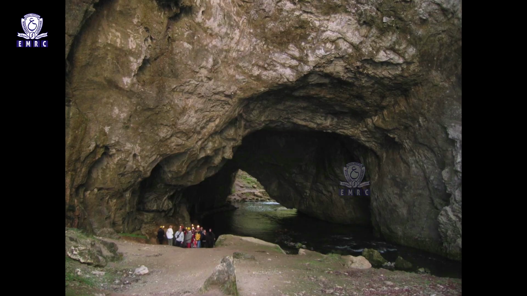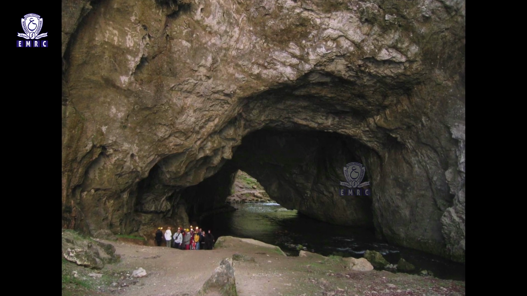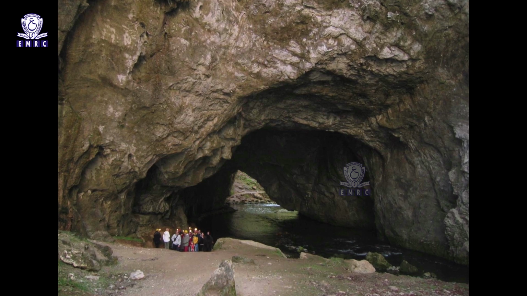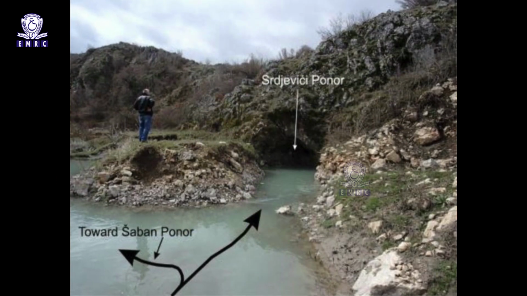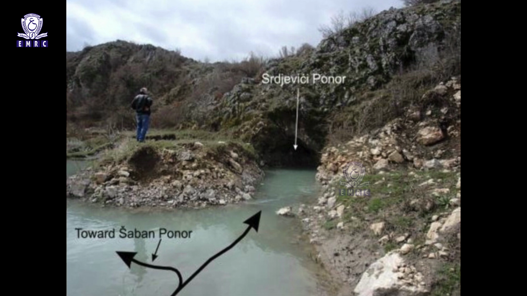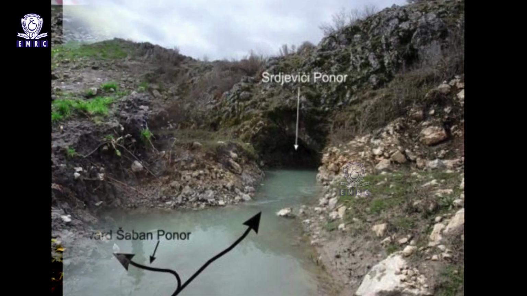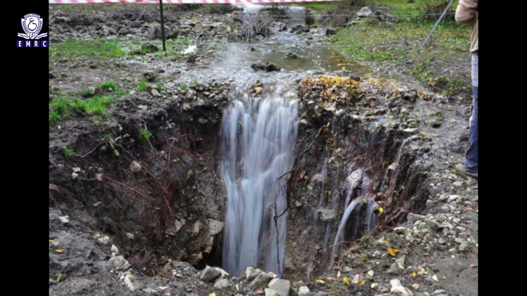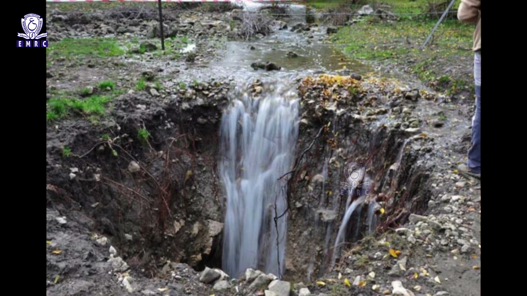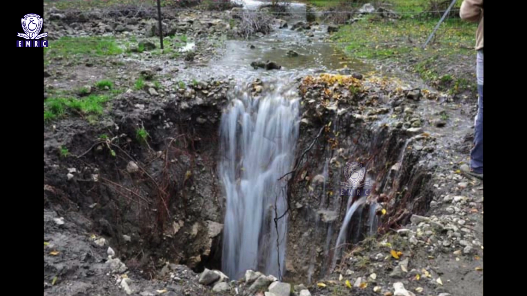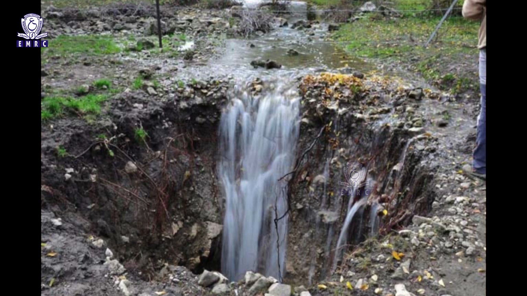Ponors. Ponors are vertical or inclined passages that connect the caves with the swallow holes. Ponors are formed due to the downward extension of the sinkholes. They are called ponors in Serbia and avens in France. Ponors are deep shaft-like holes in the limestone terrain leading down into the underground cave.